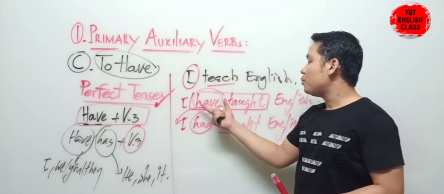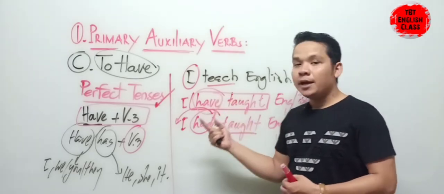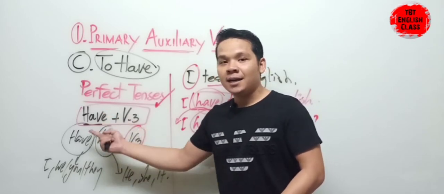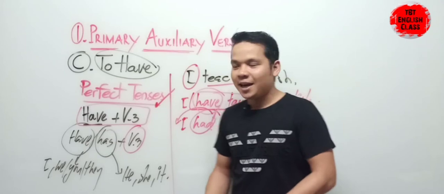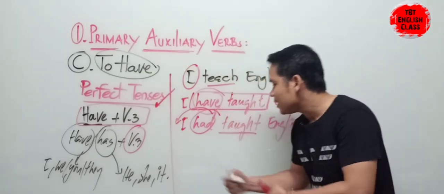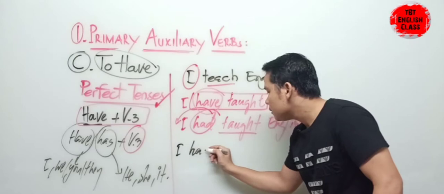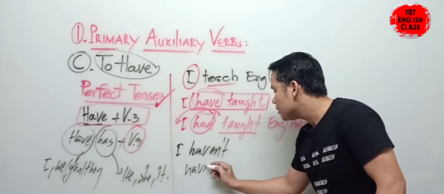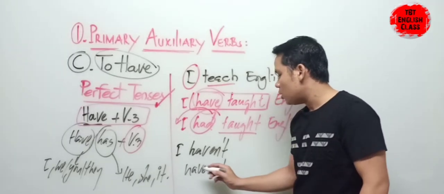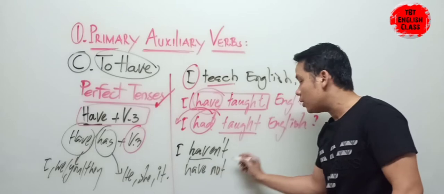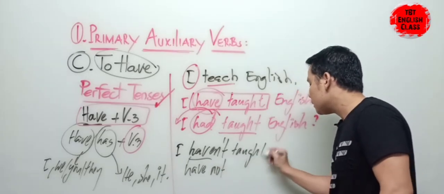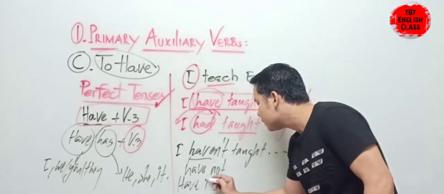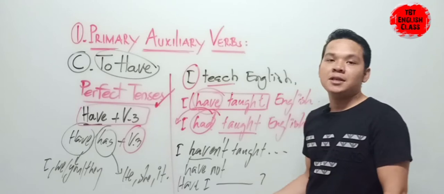So the last one, I don't want to mention a lot about it, but you remember that when we want to change the simple sentence to be perfect tense, we must use the form have plus verb 3 for present and had plus verb 3 for past tense. Okay, and then when we want to change the sentence to be negative, we just say like this: I haven't taught English, or you can say I have not. Haven't is the short form and have not is the long form.